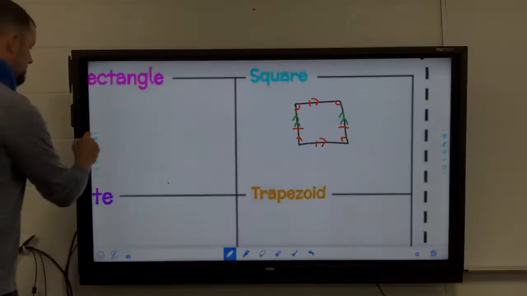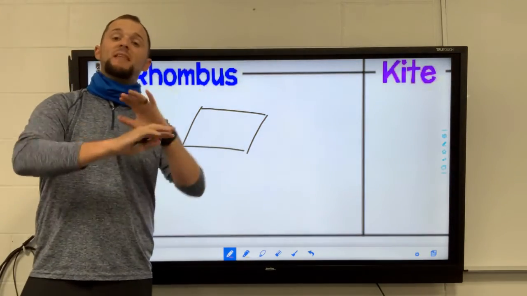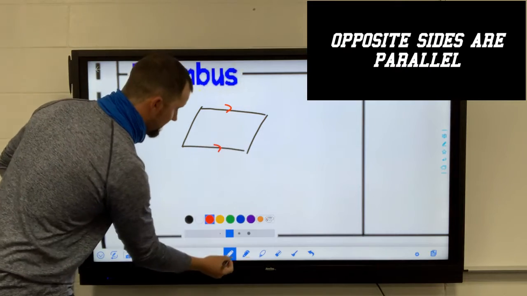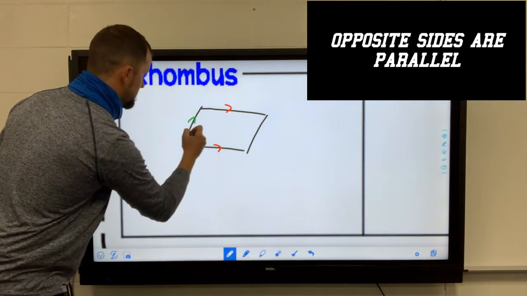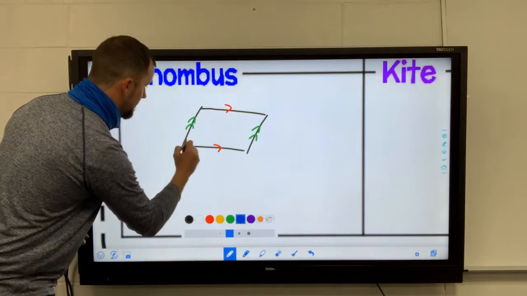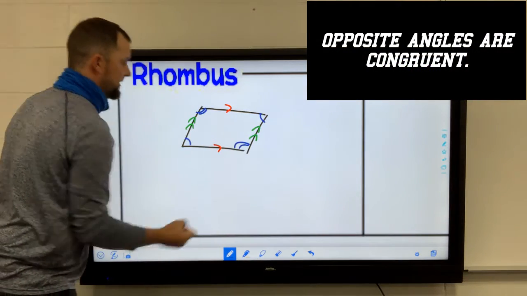Let's jump over to a rhombus. Looking at a rhombus, it is everything that a parallelogram is. That means the opposite sides are parallel, and the opposite angles are congruent. So this angle is congruent to this angle, and this angle right here is congruent to that angle.